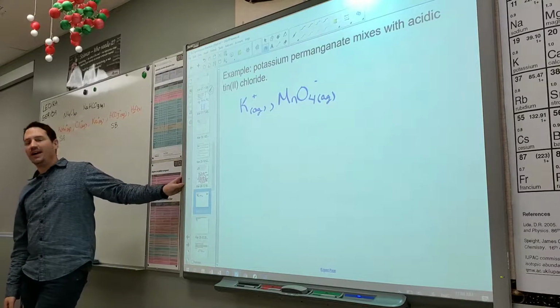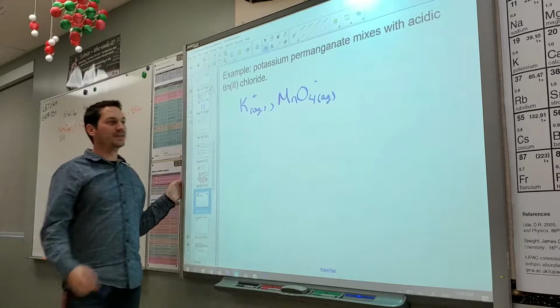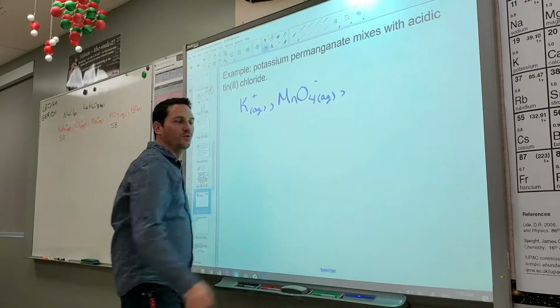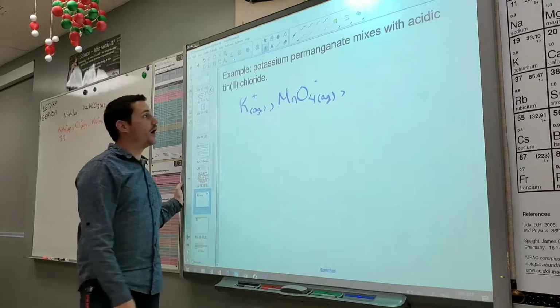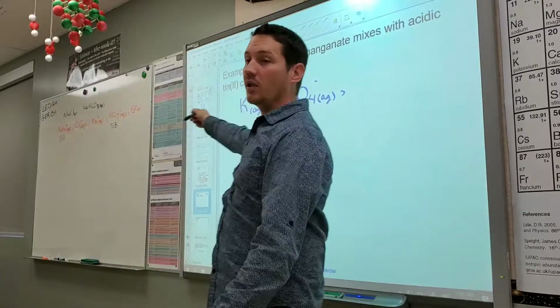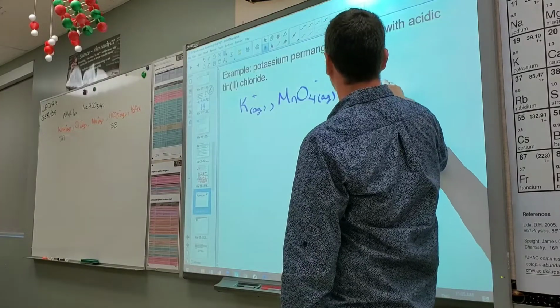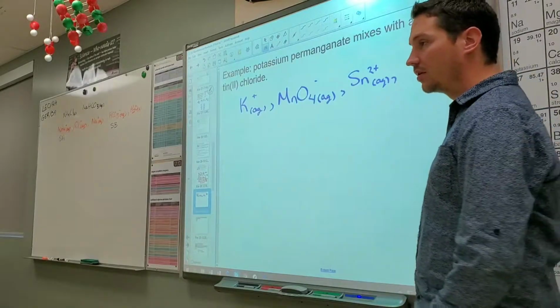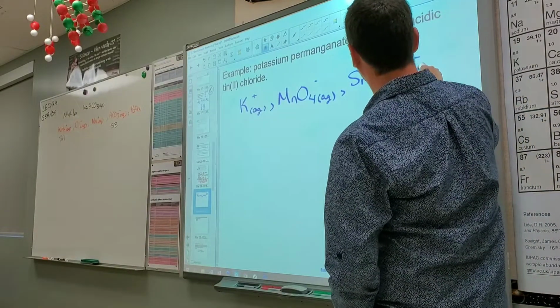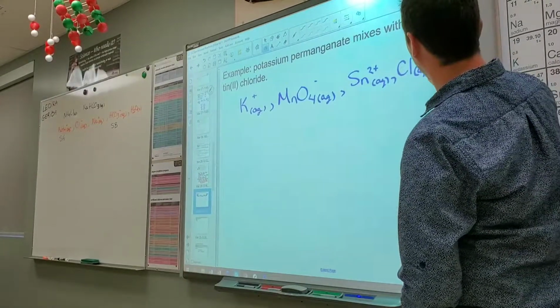Okay, what else do we have? It mixes with acidic tin chloride. So what do I have? I've got tin 2 plus, right? Sn2 plus. What else do I have? Chloride. What else do I have? Water.